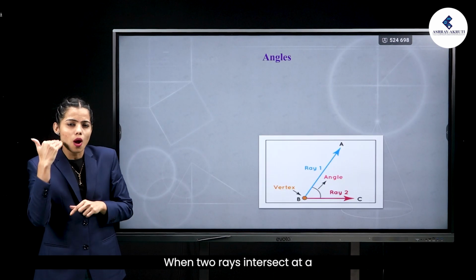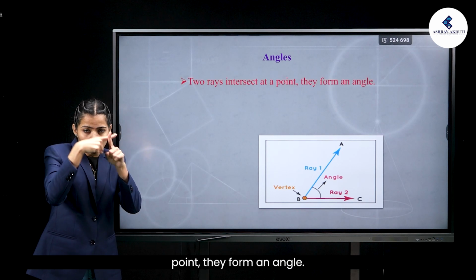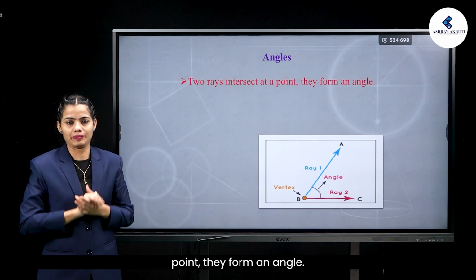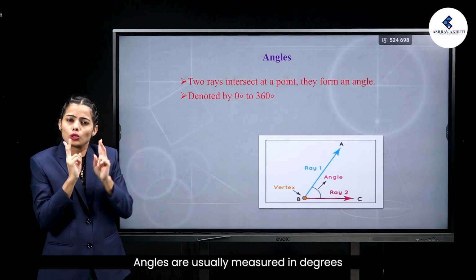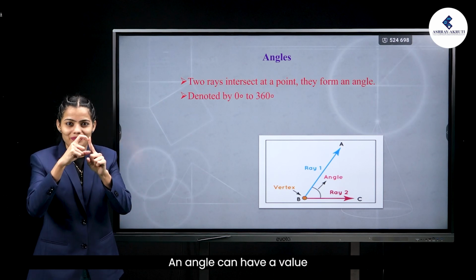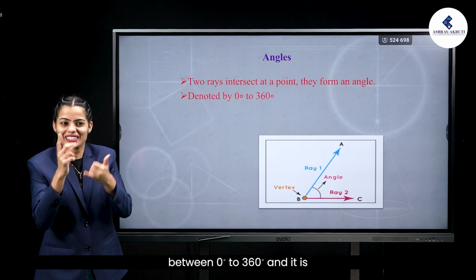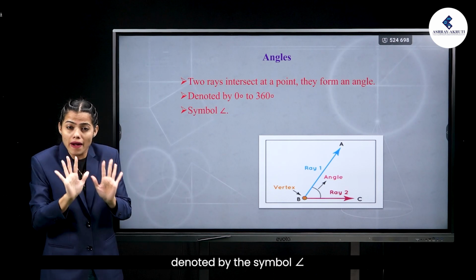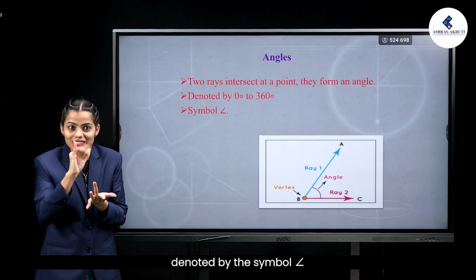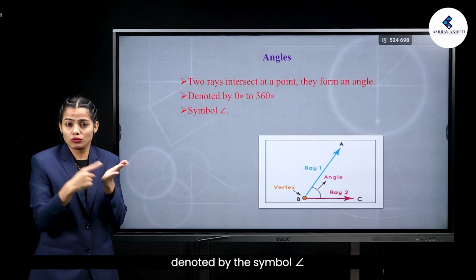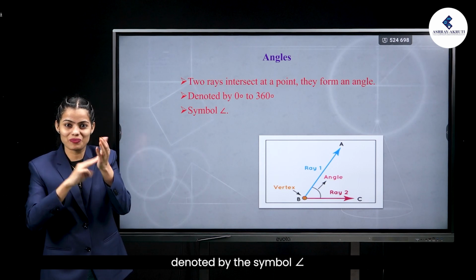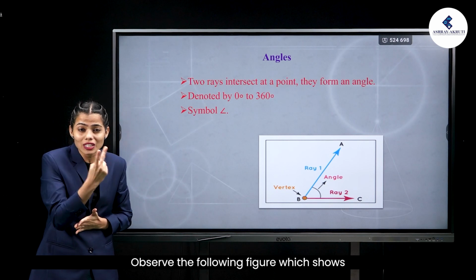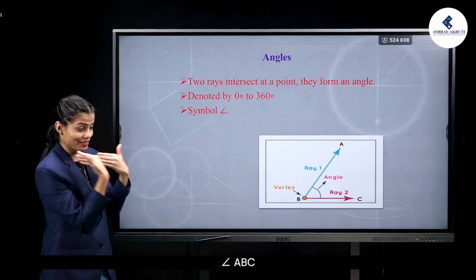Angles. When two rays intersect at a point, they form an angle. Angles are usually measured in degrees. An angle can have a value between 0 degree to 360 degree and it is denoted by the symbol. Observe the following figure which shows angle ABC.